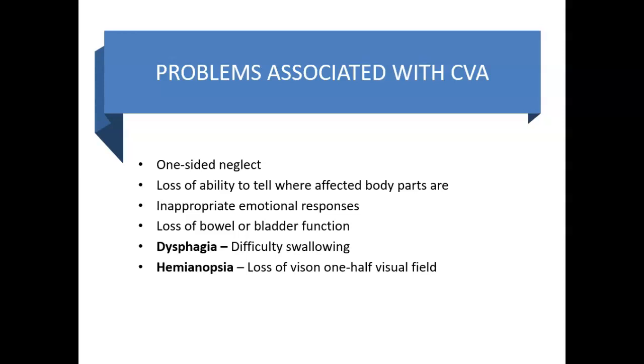Problems associated with strokes: one-sided neglect, loss of ability to tell where the affected body parts are. They may just kind of drag behind them when they try to get up. Inappropriate emotional responses. It's not uncommon for them to be crying for no reason. Loss of bowel or bladder function often happens with a stroke. Dysphagia with a G is difficulty swallowing, and hemianopsia is loss of vision in one half of the visual field.